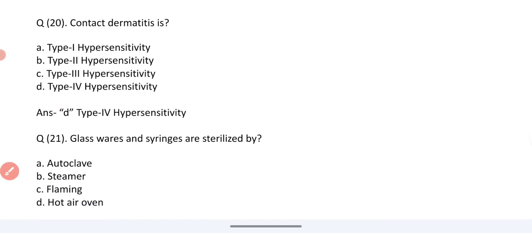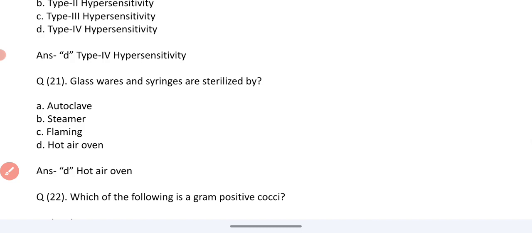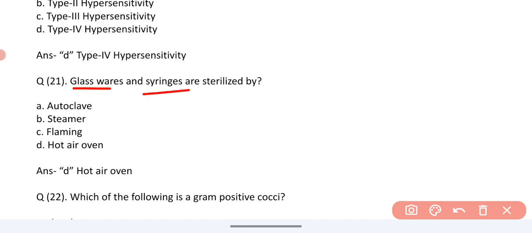Okay, and the next one is glassware and syringes are sterilized by. It is related to sterilization, and here the keywords are glassware and syringes. These are sterilized by. And they have given 4 options, and here the right answer is option D, that is hot air oven. Okay, hot air oven is the right answer.